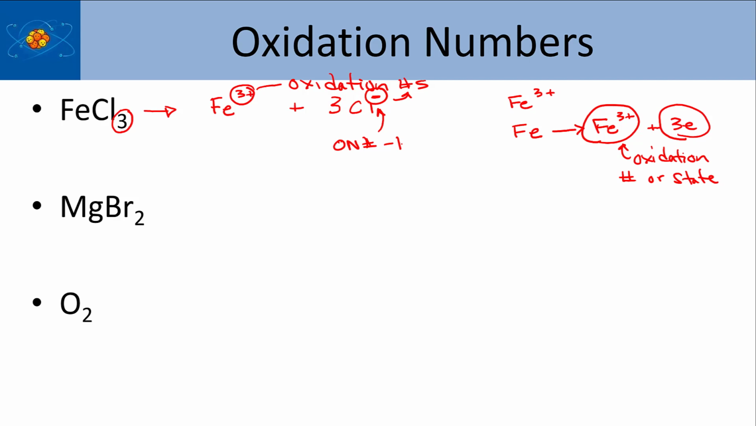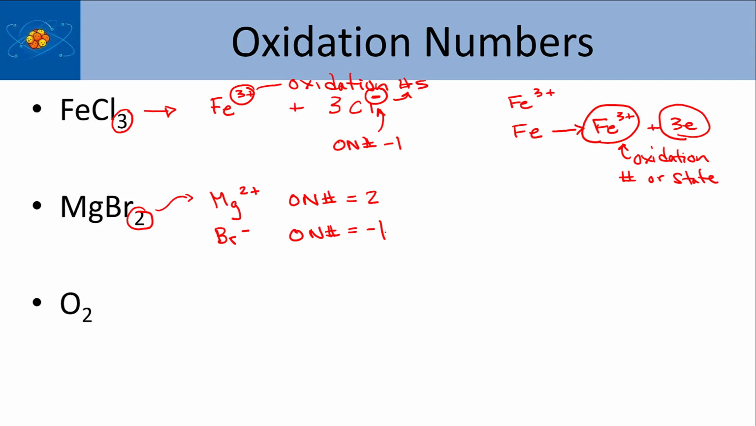We could do the same thing with magnesium. Magnesium's charge is 2+. It's 2+ because bromide is -1 and it took 2 of them. So its oxidation number is 2. And bromide, Br-, its oxidation number is -1. So the oxidation number for monatomic ions is simply the charge, and is related to the number of electrons lost or gained.